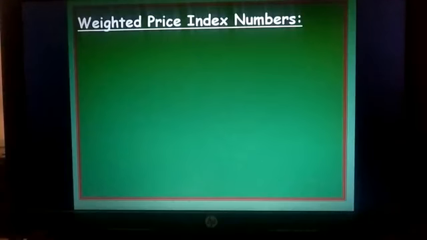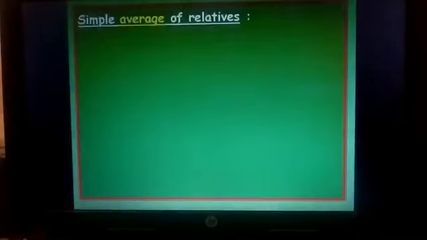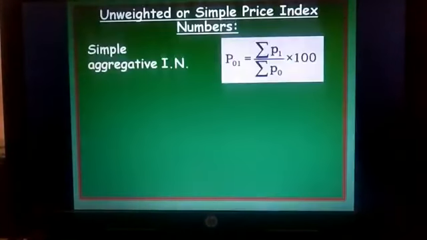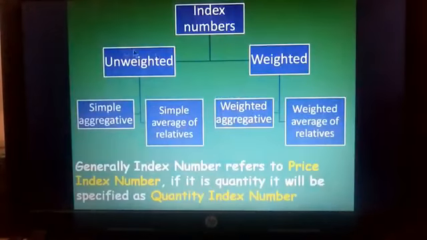So next it will be weighted price index numbers. Go back and understand what we are following, this classification. In terms of unweighted, we have considered these two already. Look at the cursor, these two already we have considered. Now we will be going in terms of weighted index numbers.